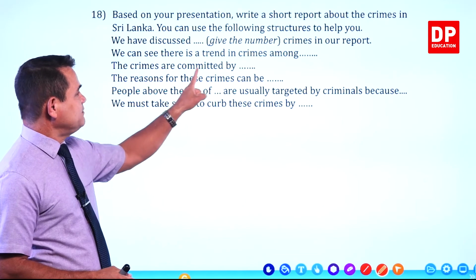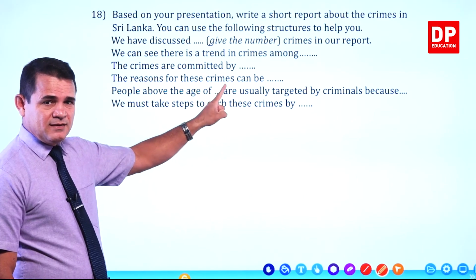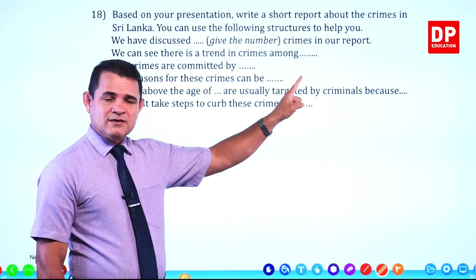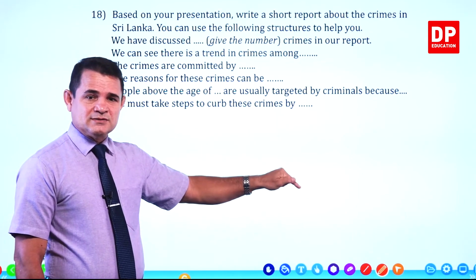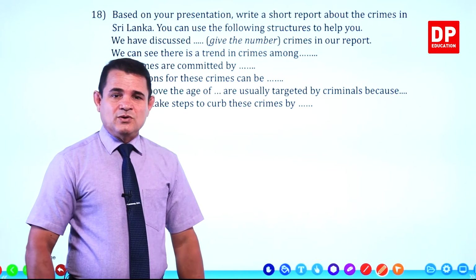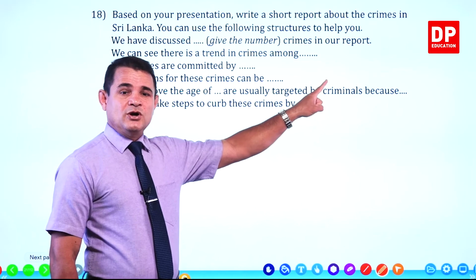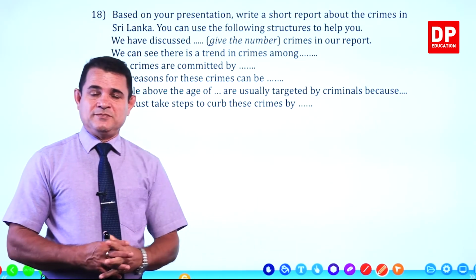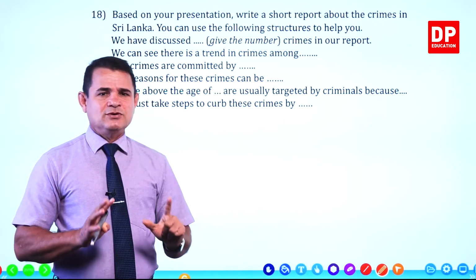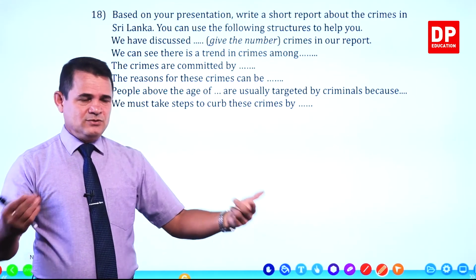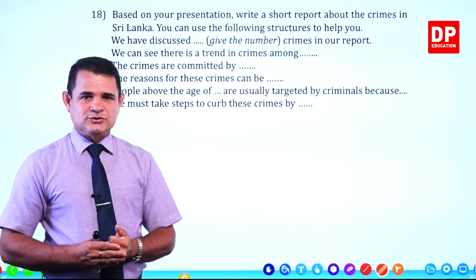And the crimes are committed by, committed means doing. Most of the crimes are committed by teenagers or else younger ones or uneducated ones, or committed by the youths who have not attended the Dhamma school. Then those things you can find from what you hear from those presentations.